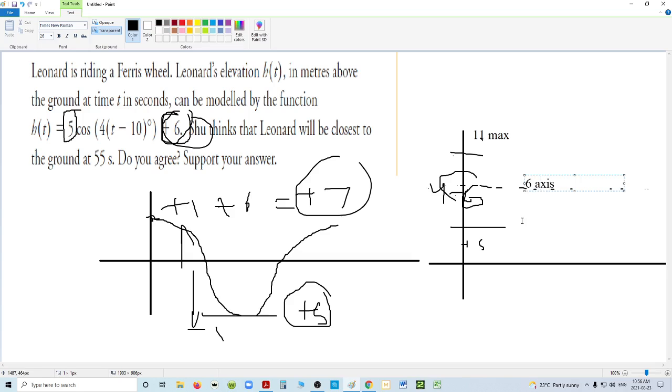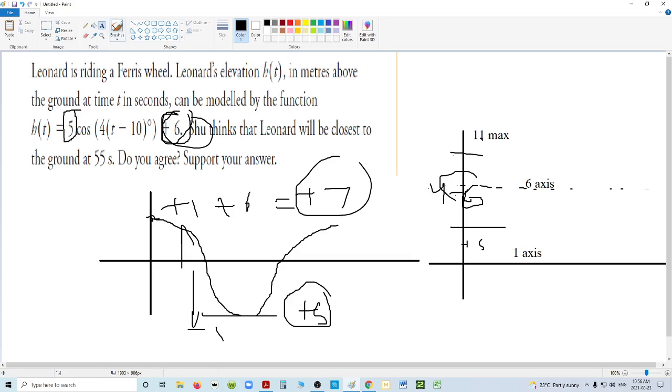Axis. And what's 5 below that? 1. So that means this whole thing is going to go up to a max of 11 and down to 1. And now if I was to draw that really quickly, it would go like this, something like that. Now these are probably going to change because the period has changed.